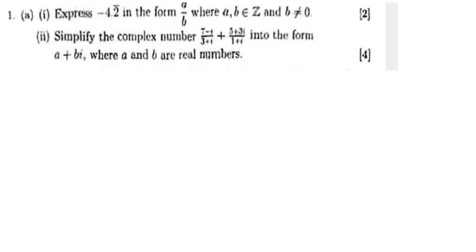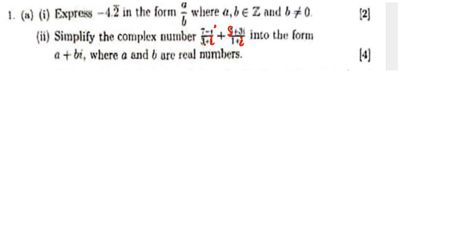Ladies and gentlemen, welcome to today's tutorial. We've got two questions. The first question is under rational functions. Simplify the complex number (7 minus i) over (3 plus i), plus (5 plus 3i) over (1 plus i), into the form a plus bi, where a and b are real numbers.